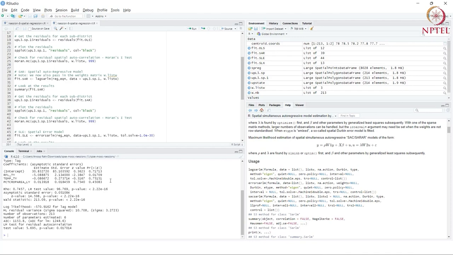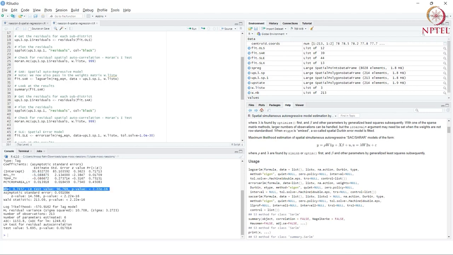Now we see something interesting. As before, temperature and percentage cropping are no longer significant, whereas rainfall, remember this is rainfall at the current location, is still significant. The p-value is 0.01, which is less than 0.05. But the coefficient is actually much smaller in magnitude. It went down from minus 20, which was the value in OLS, to minus 5. So that seems to indicate a bias.